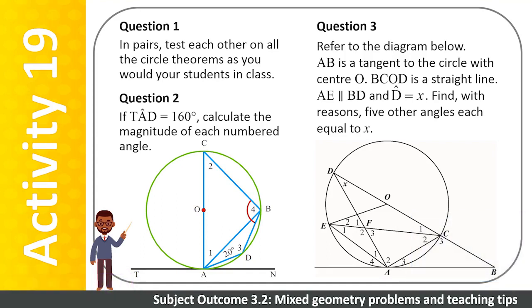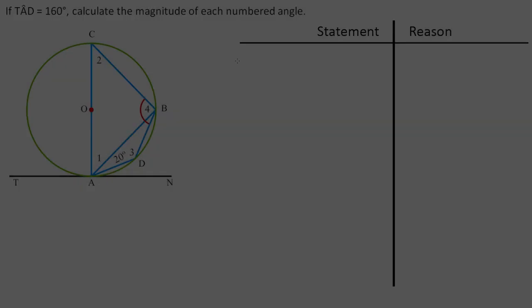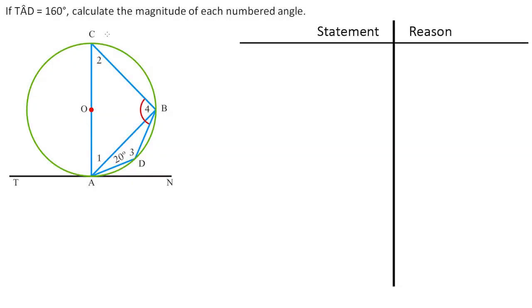Now let's watch some lecturers working through the solutions to question 2 and 3. Let's look at this diagram that we have in front of us here. We see they've given us an angle of 20 degrees. And now we read further what extra information is provided. They say TAD, in other words, that whole angle there, the 20 included.